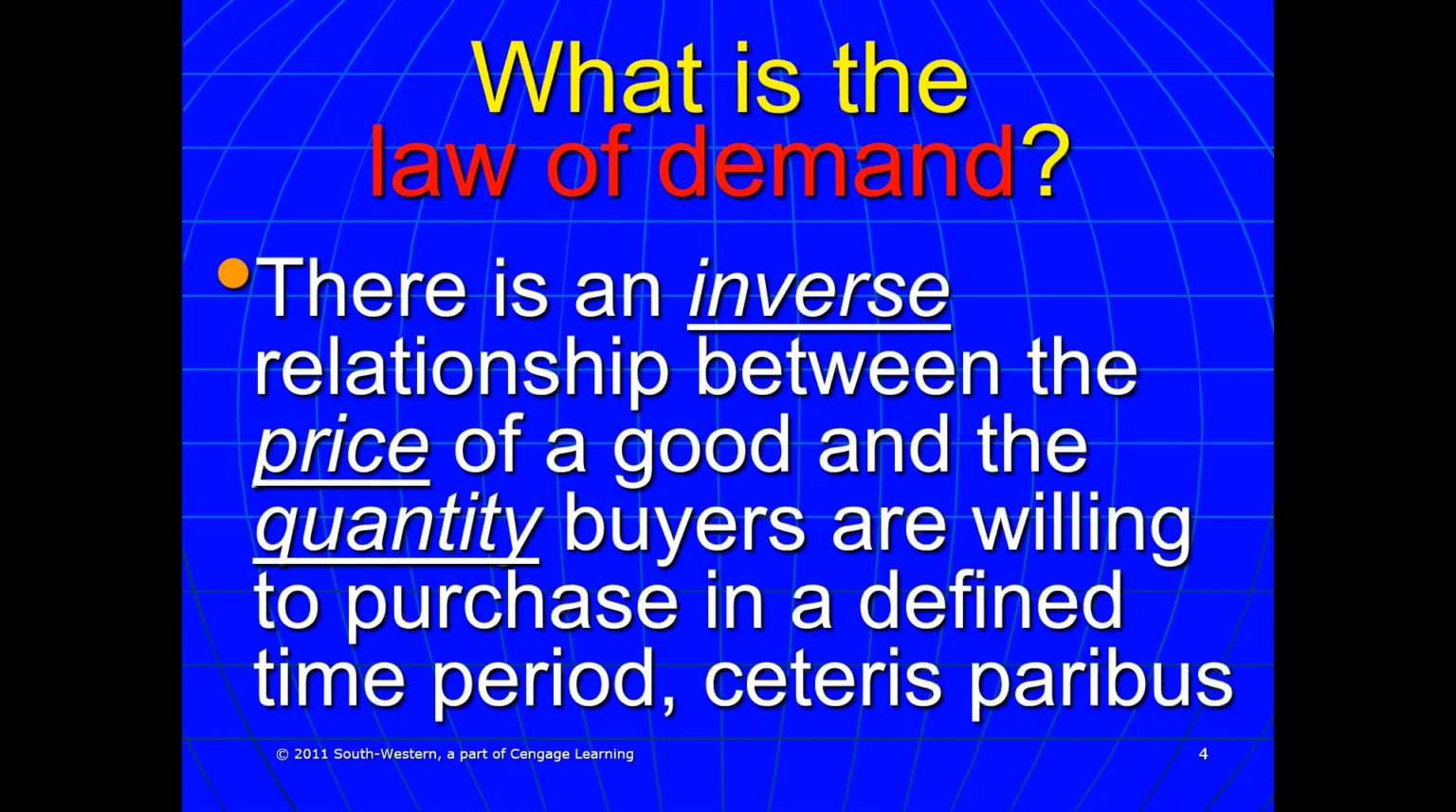The law of demand says that there's an inverse relationship between the price of a product and the quantity. So inverse means that they're going in opposite directions. If a product gets really, really expensive, that means the price is increasing. That means the quantity that people want will go down. Remember, inverse means it's going in opposite directions.